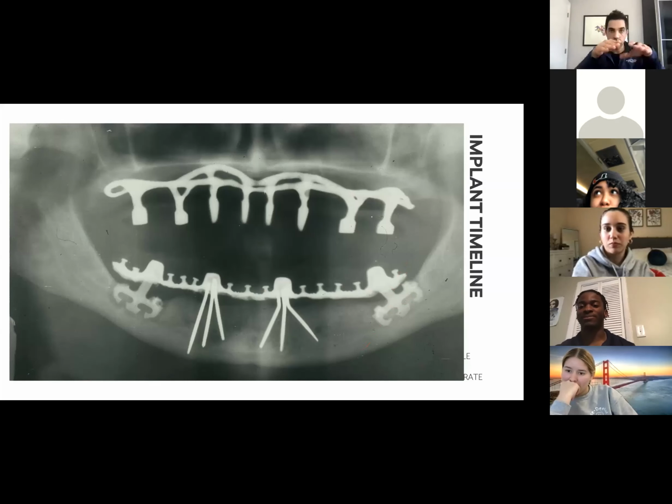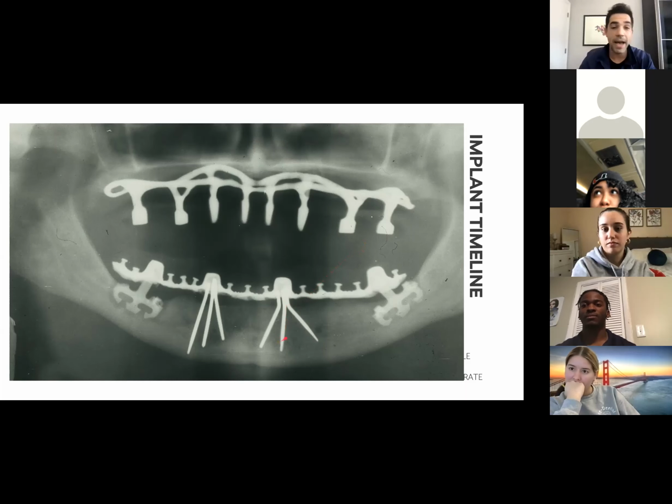And they would just do a flap, move the gums out of the way, drill a trench in the bone, and then slide that blade in, and then stitch the gums back up. And eventually the bone healed in between these areas and locked that blade in place. And it had this peg sticking out from the blade through the gums that you would attach something to.